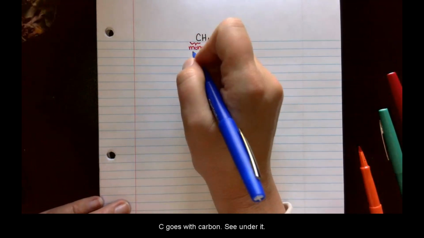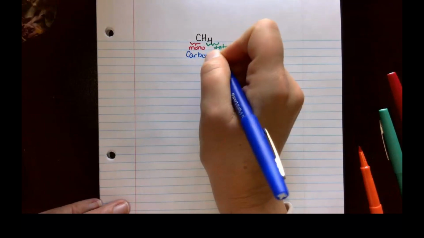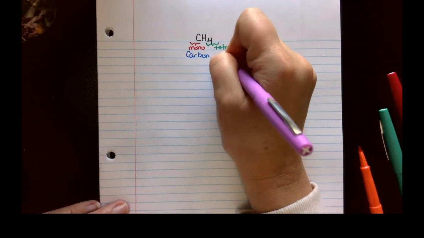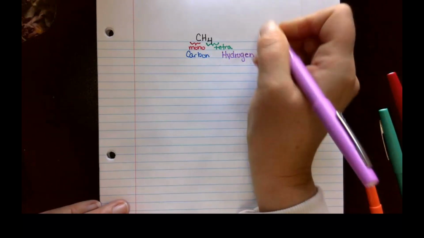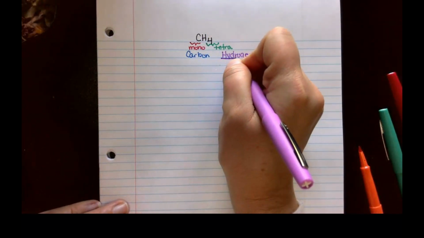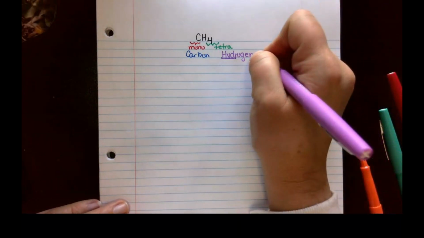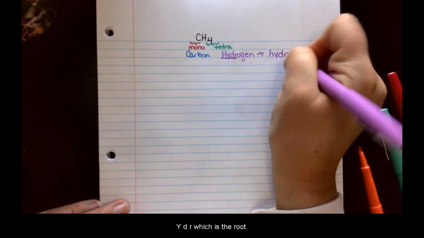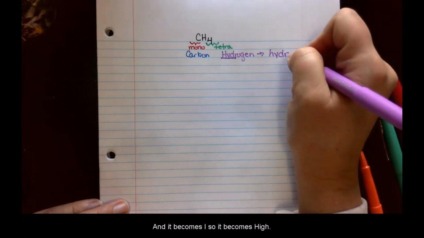C goes with carbon. So you write the name under it. And H goes with hydrogen. But because it's the second element, you take that roots we talked about. If you don't know what I'm talking about, go back and review the common non-metallic roots. So it becomes HYDR, which is the root of hydrogen, and it becomes I, so it becomes hydride.